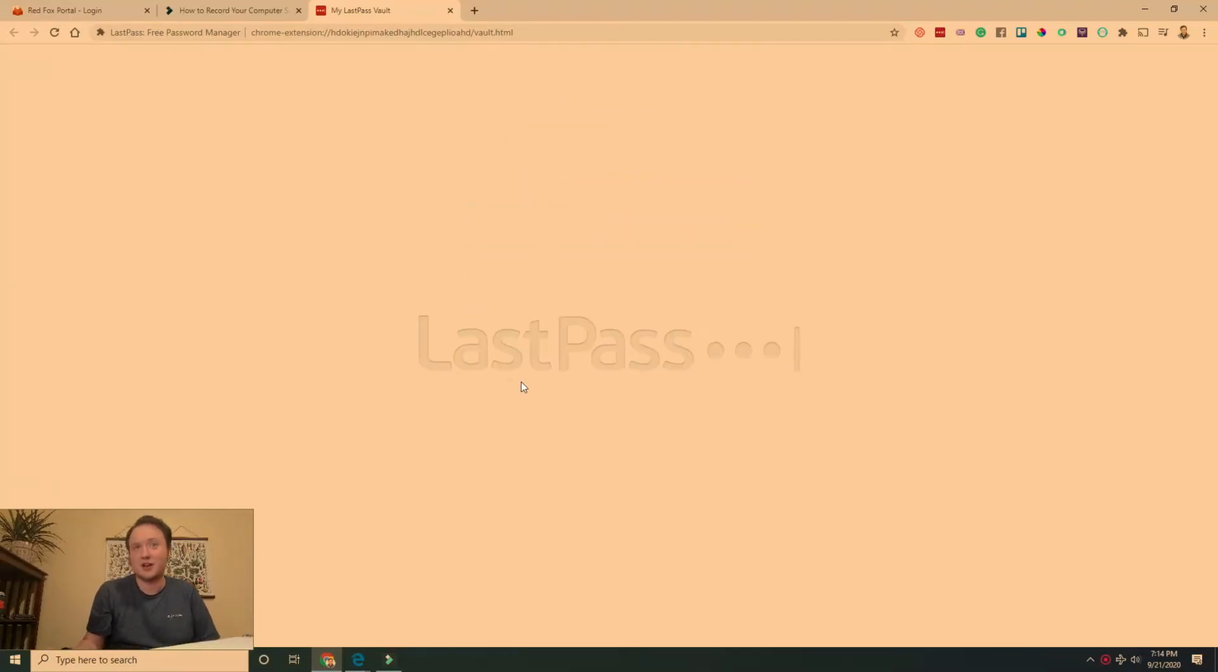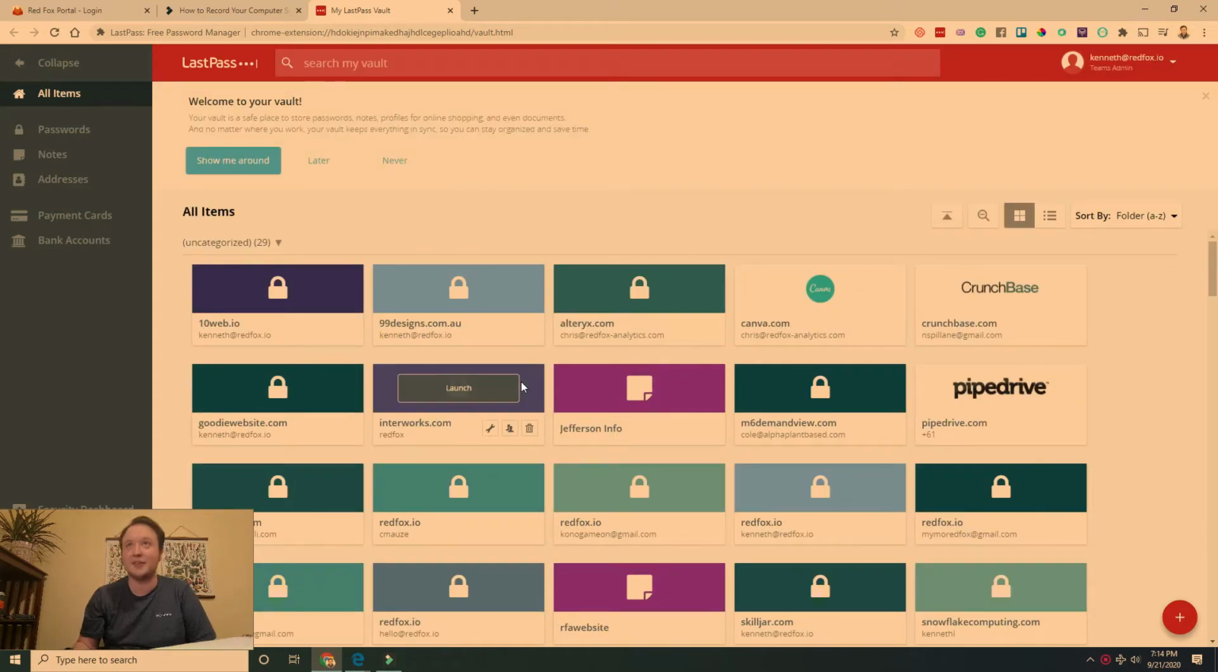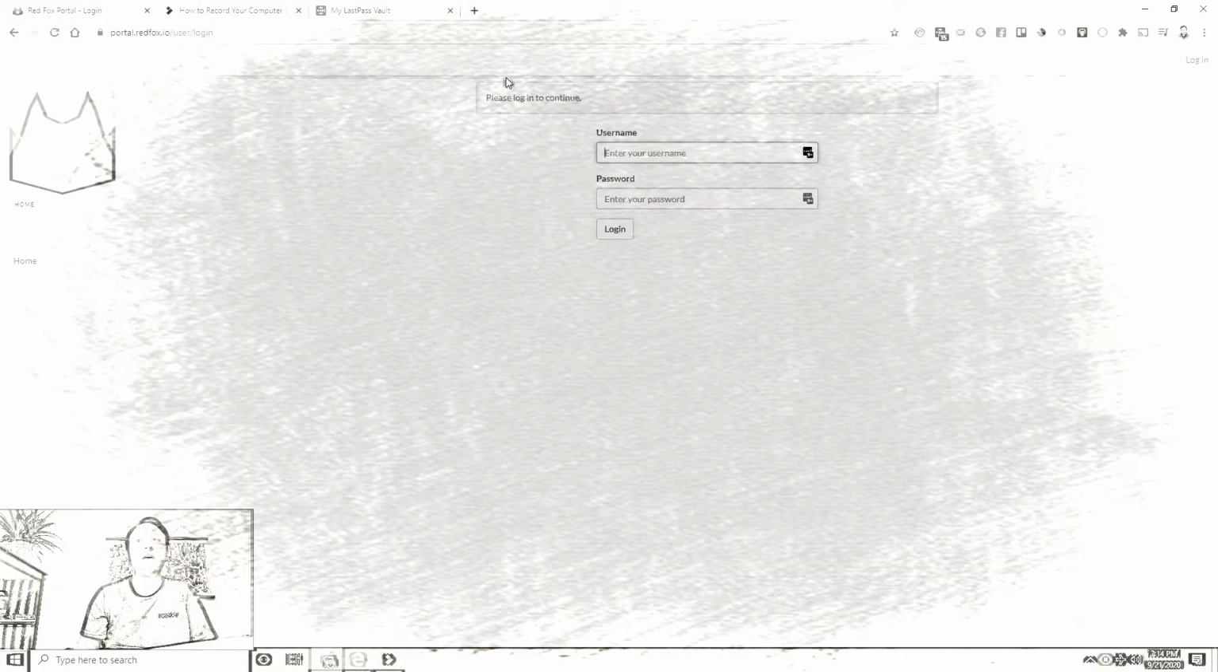I'm a big perpetrator, or user, of LastPass. I don't think I'd be able to do a thing without LastPass myself.